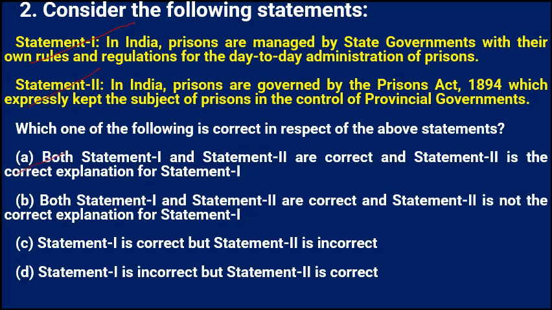Now, correct answer is A. Both statement 1 and 2 are correct, and statement 2 is the correct explanation of statement 1. Now, prisons are in entry 4 of the state list.